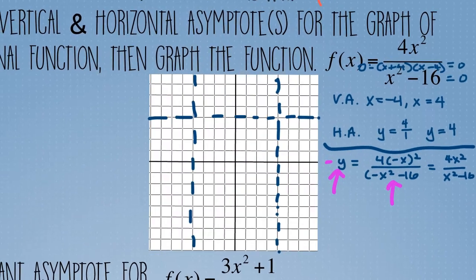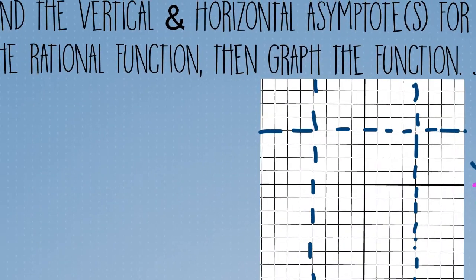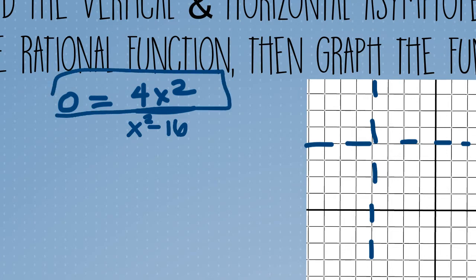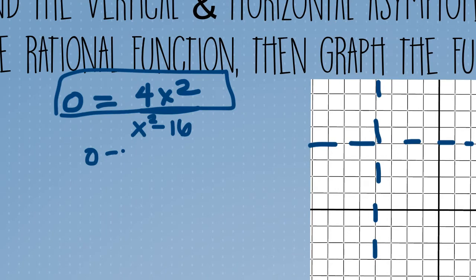So now I'm going to go to my x-intercepts. I'm going to set y to 0, so 0 equals 4x squared over x squared minus 16, okay? Now every single time you could do the same first step, which is multiply by the denominator. It's going to cancel out. Or save yourself the work and go straight to the numerators. So 0 equals 4x squared. Divide both sides by 4 and square root.